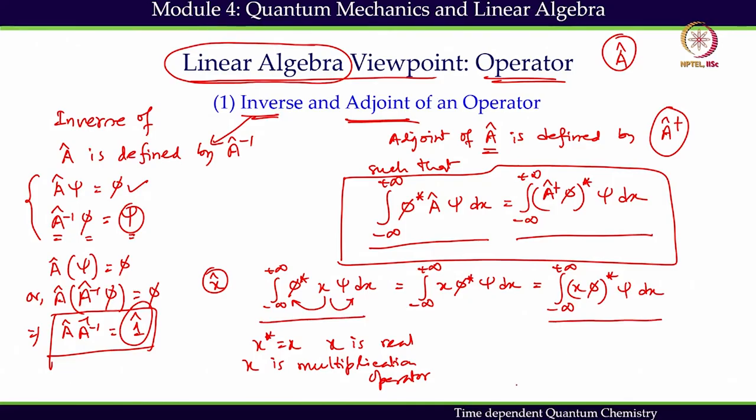Because this is fulfilled, I can say that x is the adjoint of x. It is actually the same. So the x operator is equal to its adjoint. They are the same. It does not change.